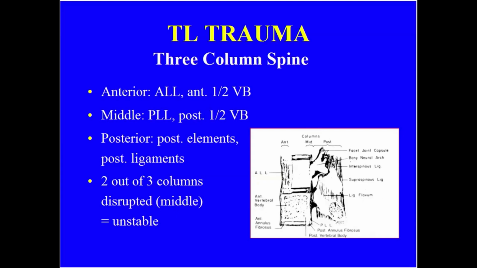According to Francis Denis, who really elaborated the three-column spine, if two out of three columns are disrupted, then you have an unstable fracture. Now, that does not necessarily mean that you need surgery, but you need aggressive treatment. Typically, if the middle column is involved, you need aggressive treatment, although there are certainly some fracture patterns where the middle column will be intact. You'll see anterior column injury in compression and posterior column injury in tension.